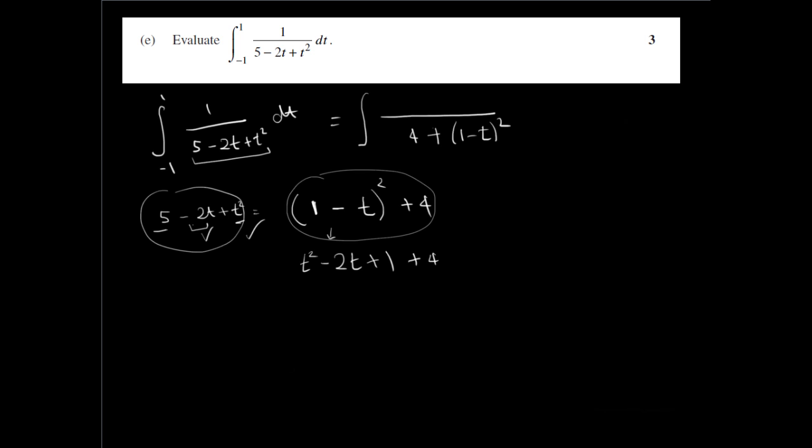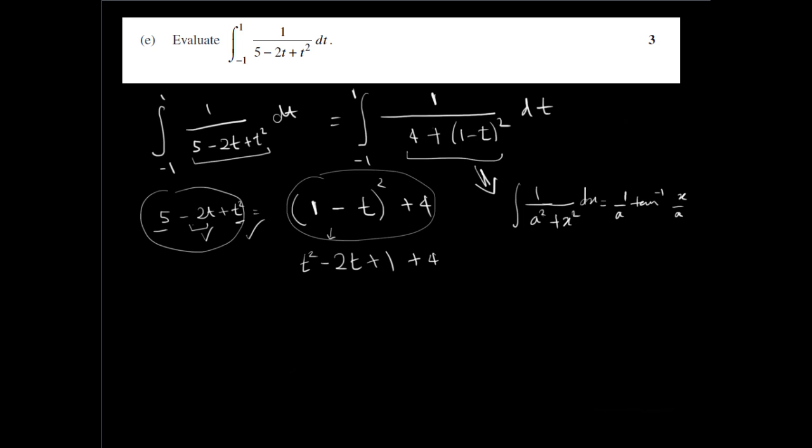So it's still the same question. I haven't changed anything. The limits are still negative 1 to 1. Okay. The reason I changed it to this form is that I can relate it now to this integral here, the standard integral, 1 on a squared plus x squared dx equals 1 on a tan inverse x on a.